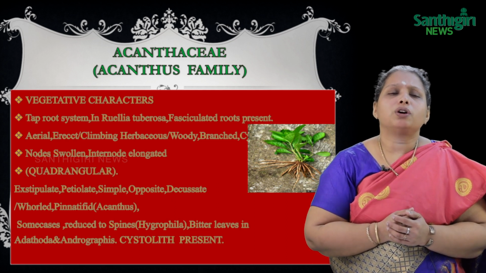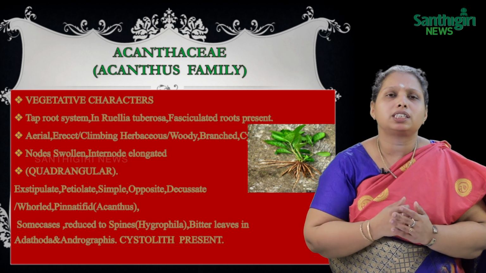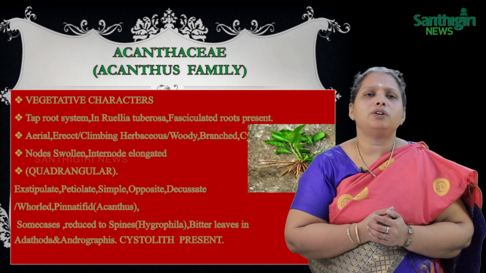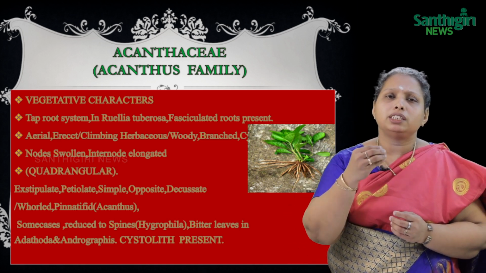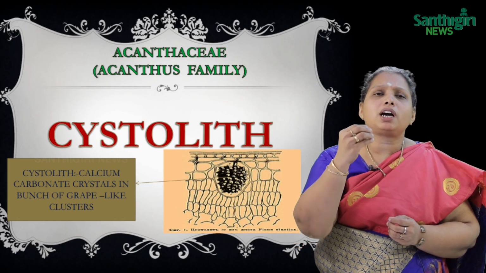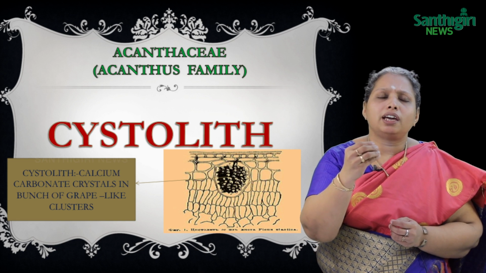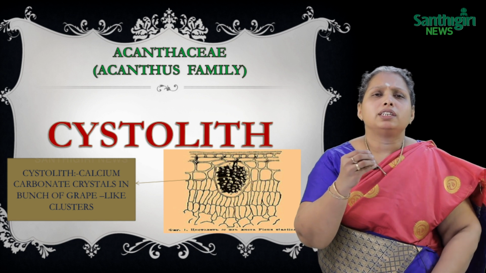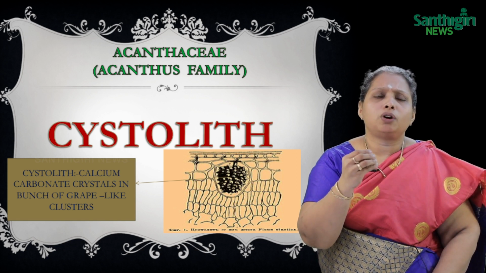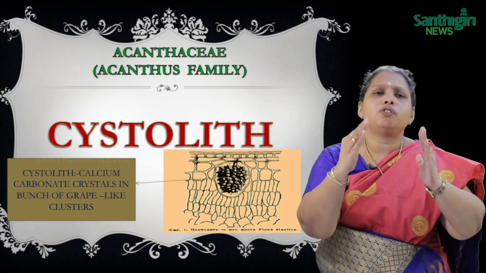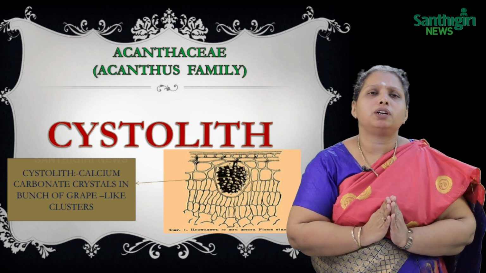It is an ergastic substance found in the cell regions. It is an inorganic substance found in stems and leaves, cystolith present. Then what is cystolith and what is its formation? Cystolith is a calcium carbonate crystal. It is an ergastic substance, or non-living inclusion, found in the cells. It is calcium carbonate crystals found in a bunch of grape-like arrangement. That is all about the cystolith.